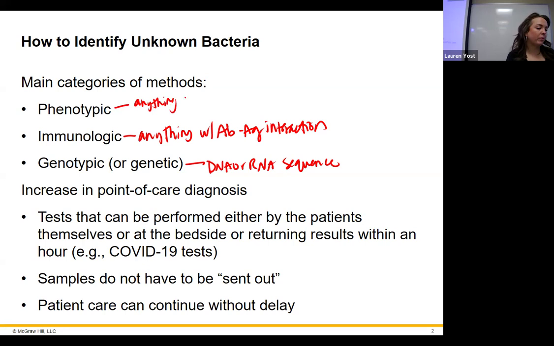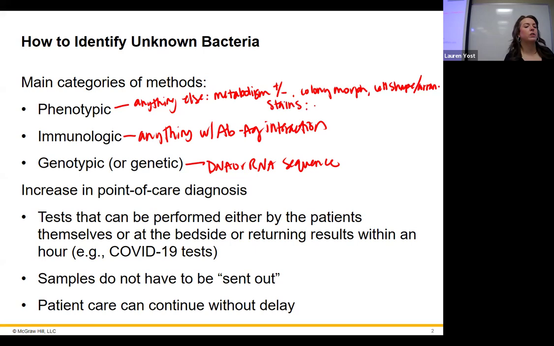So whether or not it can metabolize something, so metabolism, positive or negative, that's probably the most common type of testing that we'll have. That's what we would call biochemical testing. But we also could be talking about colony morphology, cell shape or arrangement, or staining properties, especially when we're characterizing things based on Gram stains, Gram positive or negative. So those are all phenotypic. Those aren't going to tell us any direct information about the genetic makeup of the organism. They're not going to be using any antibody identification of anything. So they're going to fall into that category.